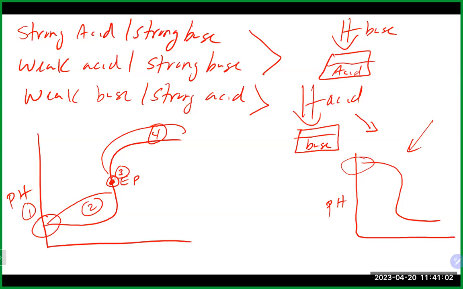So there are differences in the equivalence point of these 3 titrations. The equivalence point here should be a pH of 7, neutral. The equivalence point here should be basic, and the equivalence point here should be acidic. So depending on the type of titration you're doing, you know what to expect in terms of the pH at the equivalence point. Any questions on any of that stuff that we talked about last time?